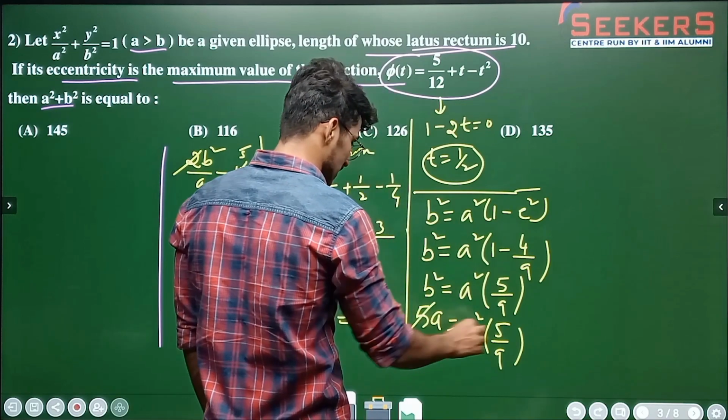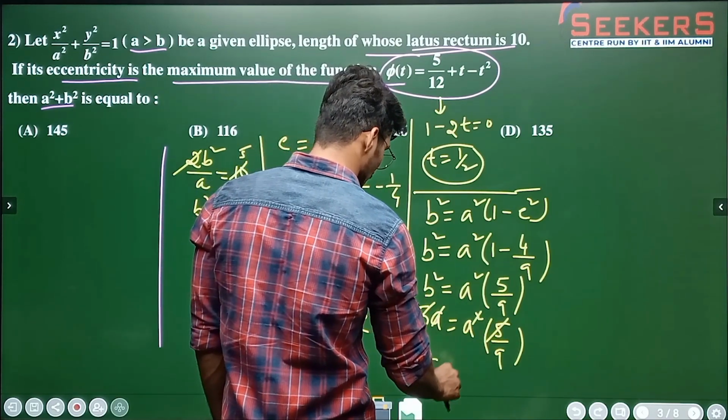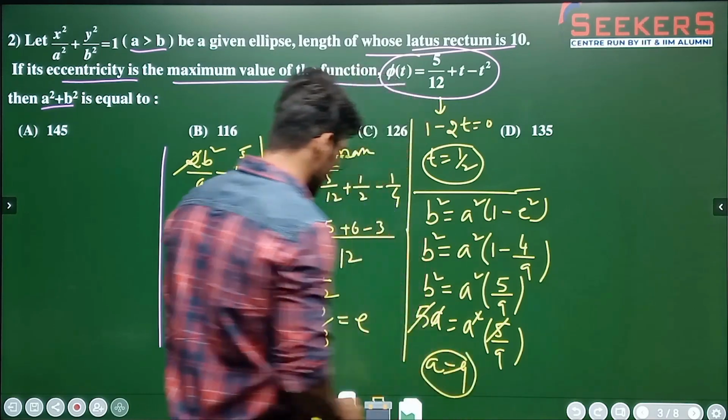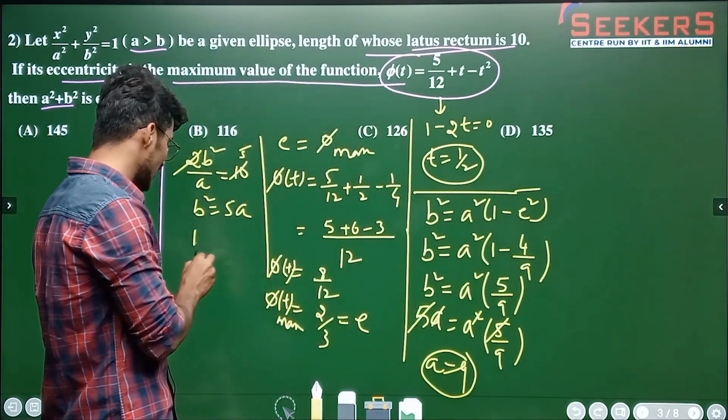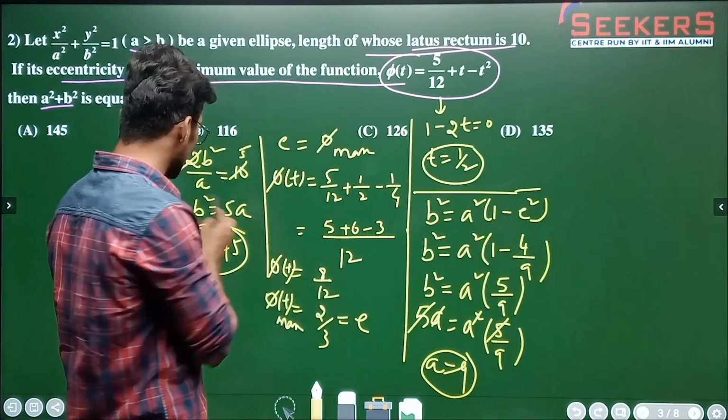Alright, so let me cancel this 5 over here. So a one time will get cancelled. So a value is 9, I am getting. Alright, a value is 9. If a value is 9, then b square is going to be what? 45. Alright, so a value is 9, b square is 45.